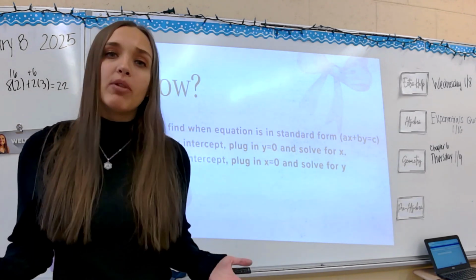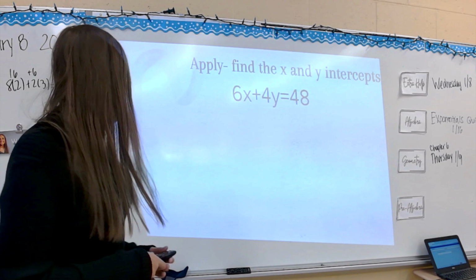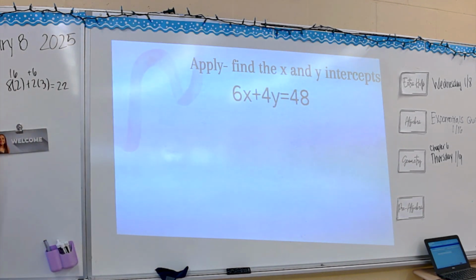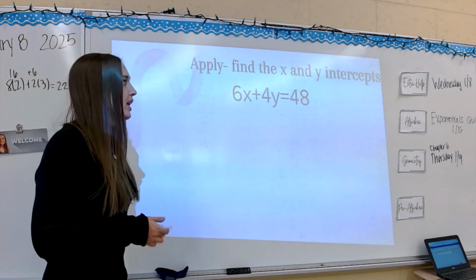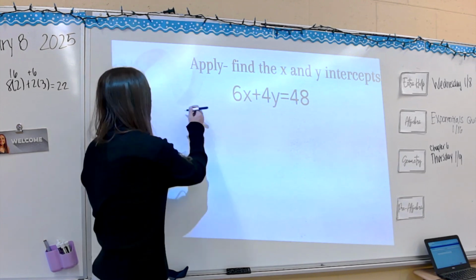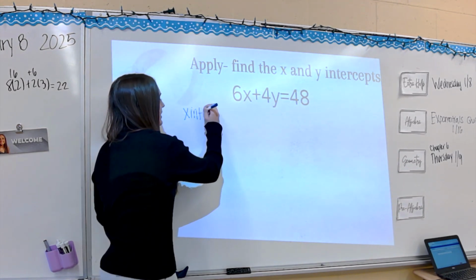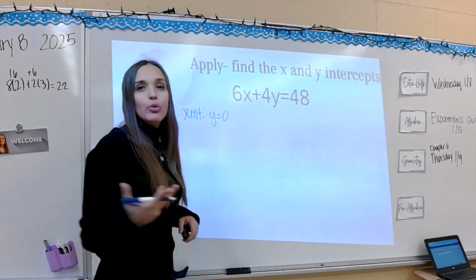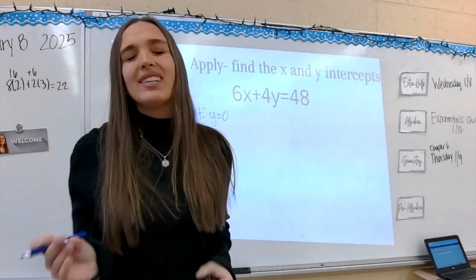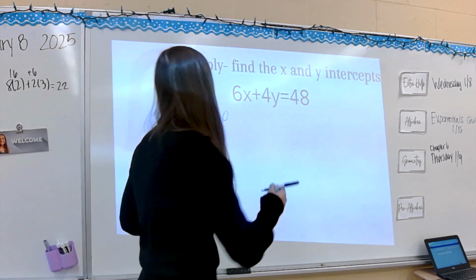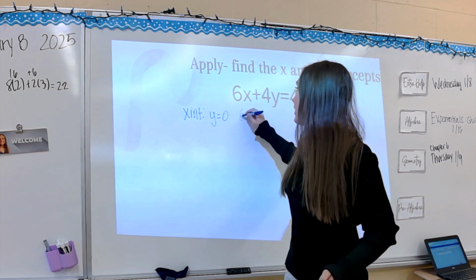So let's take a look at a problem and see how I would complete this. I have 6x plus 4y equals 48. I'm going to start off by finding the x-intercept. I like to write down what I'm doing. The x-intercept is when y equals 0. There's two ways to go about this. I like to think my x-intercept, I'm solving for x, my y term goes away. But let me show you the mathematical reasoning.